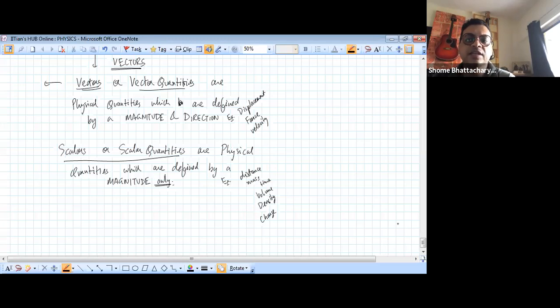Whereas we just saw that if we have already got a displacement of 2 kilometers and we want to add a displacement of 1.5 kilometers, we need to know the direction. Without that, we cannot add the displacements. So whenever you're confused about a certain quantity being a vector or a scalar, you can just ask yourself this: if I have to add two values of that quantity, do I need to know the direction?